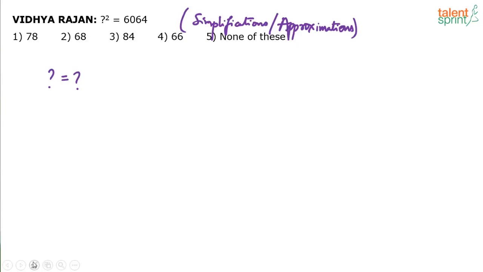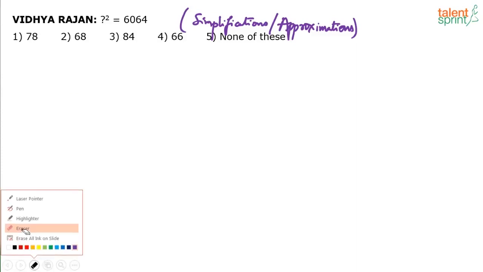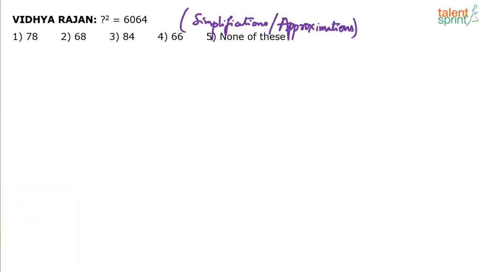Now I am sure this is a simplifications based question. Usually these kind of questions are not asked under approximations based question, because usually this is not asked under simplification. Anyway, the best advice always is try approximation, and then you find out what the best answer is. See, simple observation will help you eliminate some of the options. I am sure answer cannot be 68 or 84 or 66 within no time. Why? 70 squared is 4,900. 80 squared is 6,400.